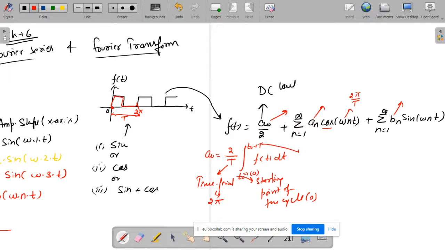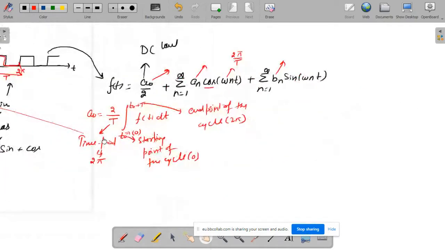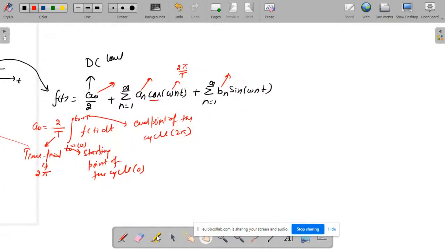And this is the end point of the cycle. What is the end point? 2 pi. So the end point is 2 pi. This is the value of the a naught variable. And what about a_n and b_n? What about the variables a_n and b_n? It is also very easy.